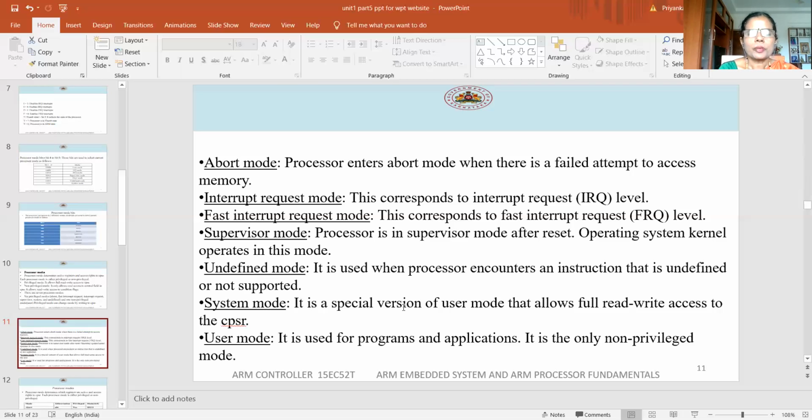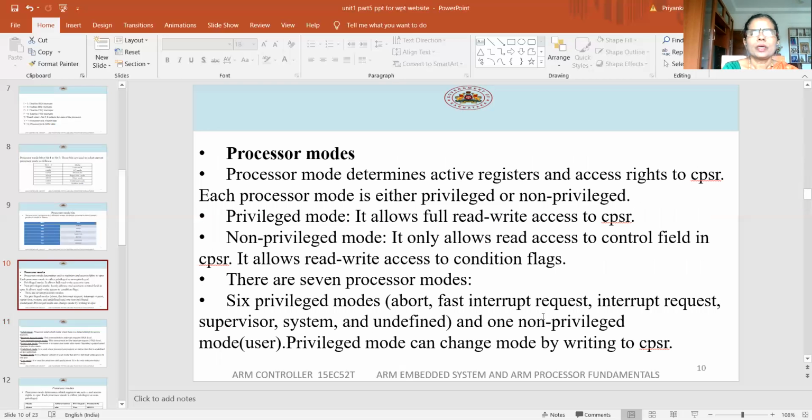System mode. It is a special version of the user mode that allows full read and write access to the CPSR. User mode is used for programs and applications. For programs and applications, the user mode is used, and it is the only non-privileged mode. So what is non-privileged mode? In non-privileged mode, you will have read access to the control field and read and write access to the conditional flags.